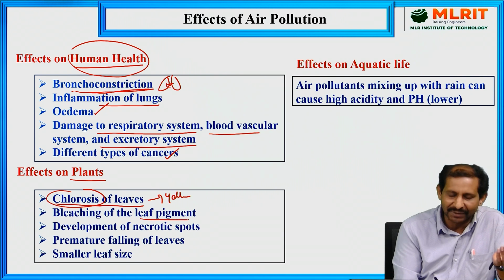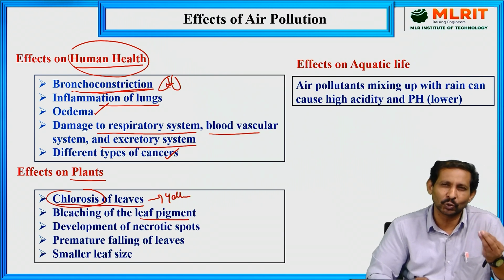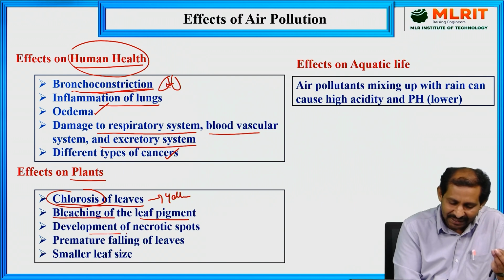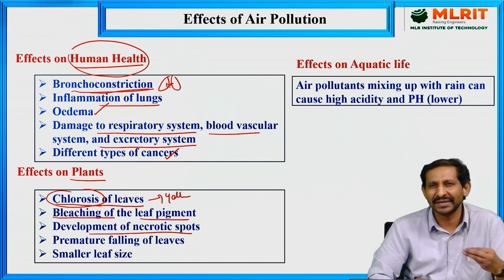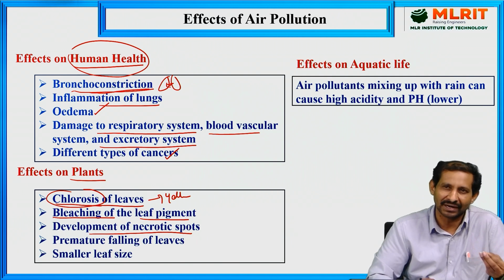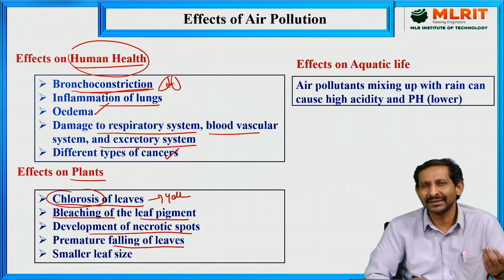Bleaching of the leaf pigments. The pigment containing the chlorophyll, and the magnesium, slowly breaks down. That is called bleaching. Development of necrotic spots. A lot of spots are generated on the leaf surfaces due to more air pollution. Then premature falling of the leaves. If the air is more polluted, the leaves fall down before their time.